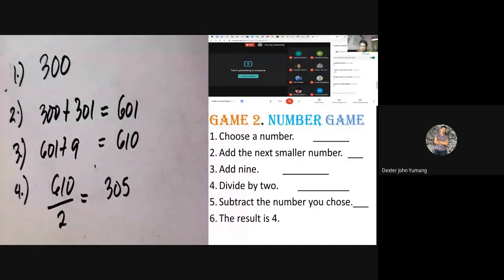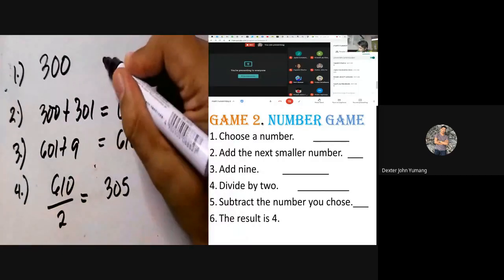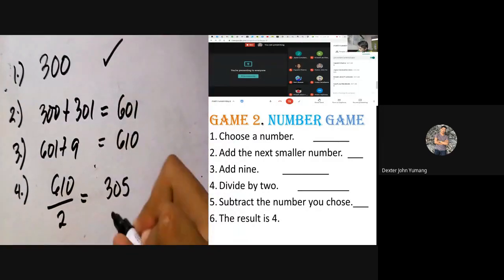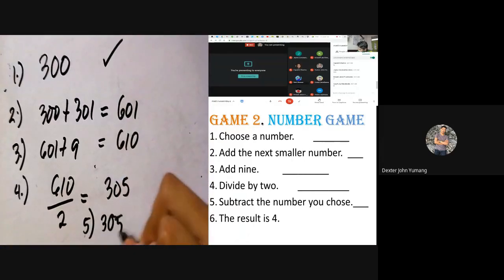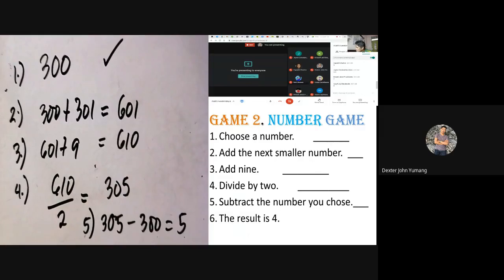Okay. Subtract the number you choose. Ano yung choose nyo na number sa first number? Ito po, i-subtract nyo siya. So, minus yung number 5 na tayo. 305, ito po yun, minus 300. The answer sa akin is 5. Ilan po ang sagot sa inyo? I-subtract nyo daw siya sa first number. 5 din po ba?